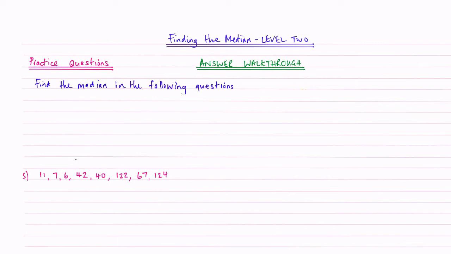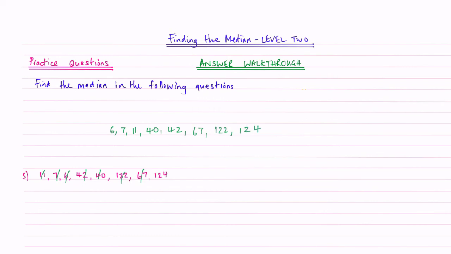Right, and then last but by no means least, question 5. So we've got a 6. Just write that through. Then we've got a 7. Next one is an 11. Now, you don't have to shout this out in your exam. You say what I'm saying in your head. Otherwise, you'll get thrown out and people think you're a bit odd. So, 40. 42. Then it's a 67. 122. And then 124.